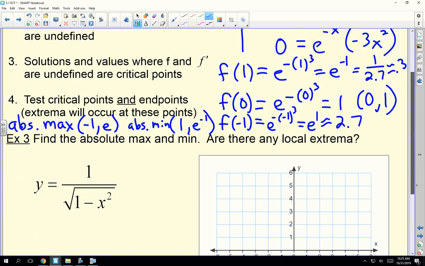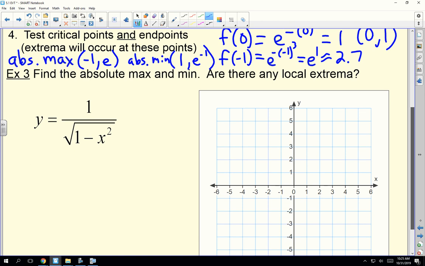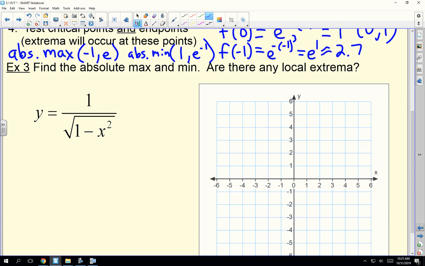All right, next one here. It says find the absolute max and min. Are there any local extrema? We're going to add that in there. So here's our function, y equals 1 over square root of 1 minus x squared. They don't give us a domain, so we're assuming over the entire real numbers.